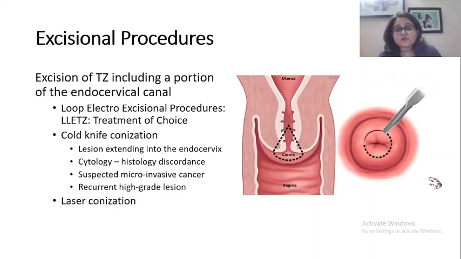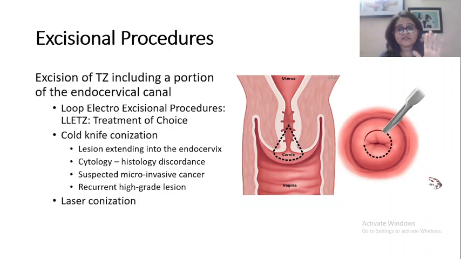This is a cold knife conization. You can see now, with a knife, with a scalpel, a cone or wedge shaped area of tissue is removed, including more of the endocervical canal. And so a cone biopsy is done when you suspect that this patient may have a lesion inside, that is endocervical extension, or as I said, there is discordancy, or she has recurrent high grade lesions.